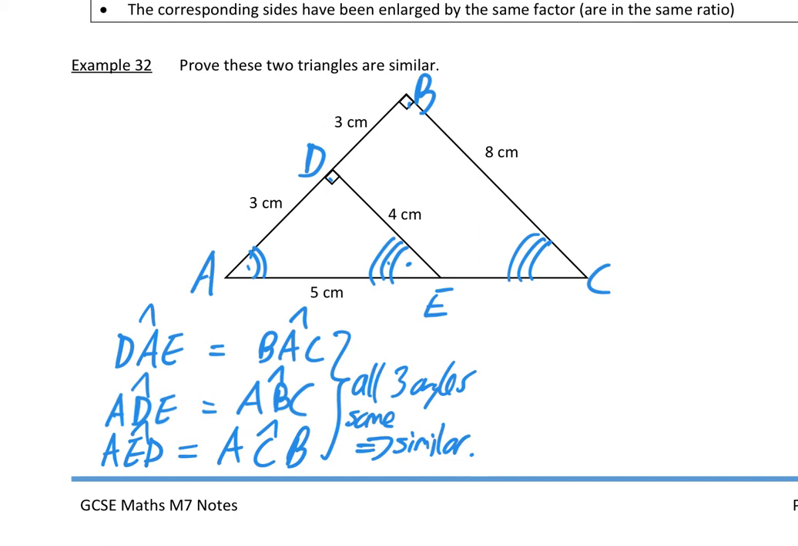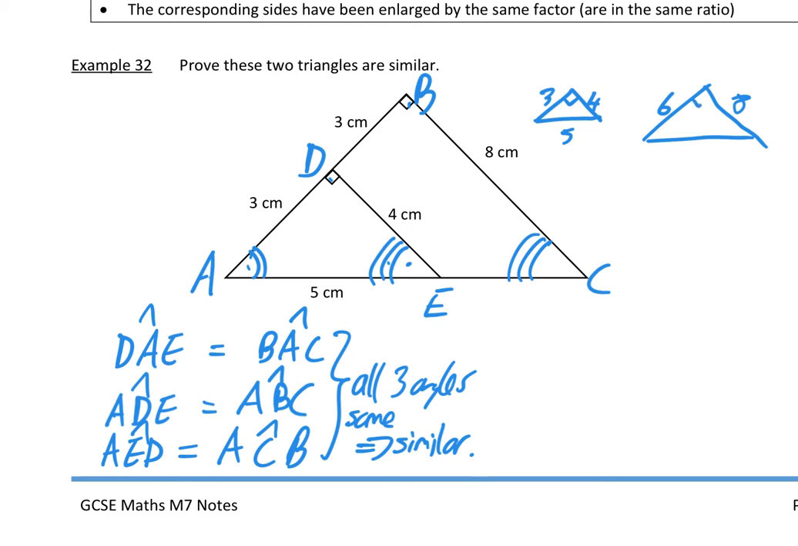Okay, that's one way of looking at it. The other way is to look at the sides, the sides being in the same ratio. So I'm going to draw out my triangle again. I'm going to draw my small triangle, which was 3, 5, and 4, and then my big triangle, which has sides 8 and 6, with 6 being the big side.